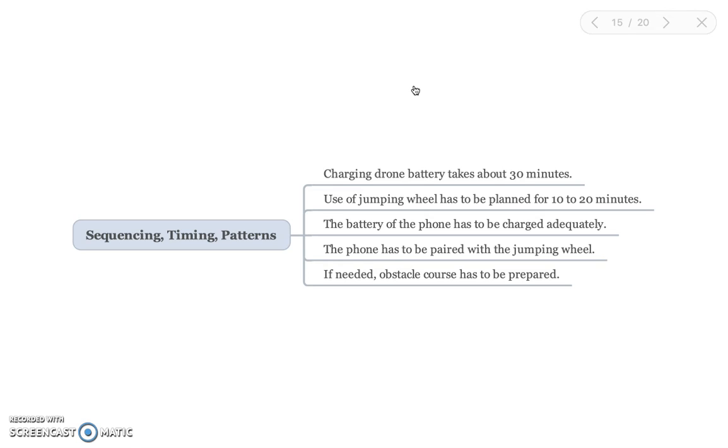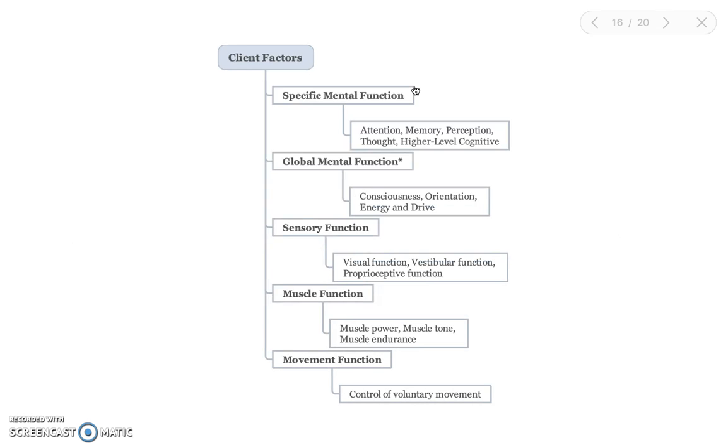Sequencing, timing, and patterns. This can include charging the drone battery, which takes about 30 minutes. Use of the jumping wheel has to be planned for a 10 to 20 minute period. The battery of the phone has to be charged adequately to match the operation time of the jumping wheel. The phone has to be paired with the jumping wheel. If needed, an obstacle course has to be organized or prepared.